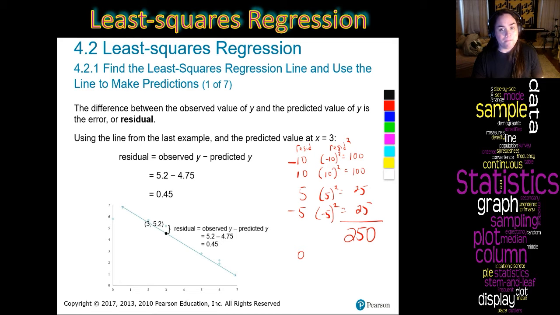The idea is to get the sum of the residual squared to be as low as possible. That's what we want to get. We want to get the sum of the squared residuals to be as low as possible. If we can do that, then we will have the line of best fit, the best possible line. And luckily, we don't even have to manipulate the graph. Let me show you what I mean.